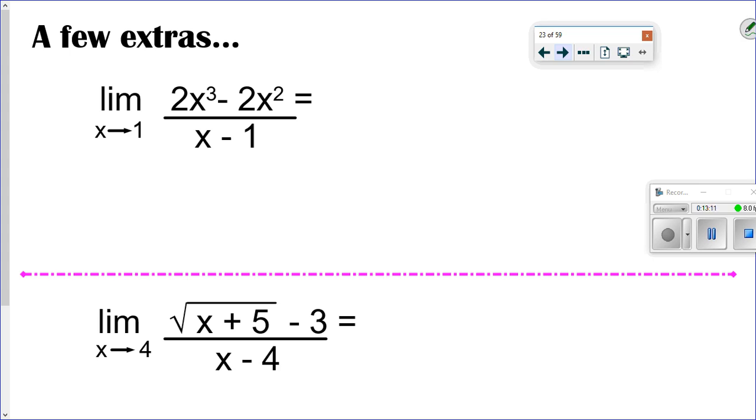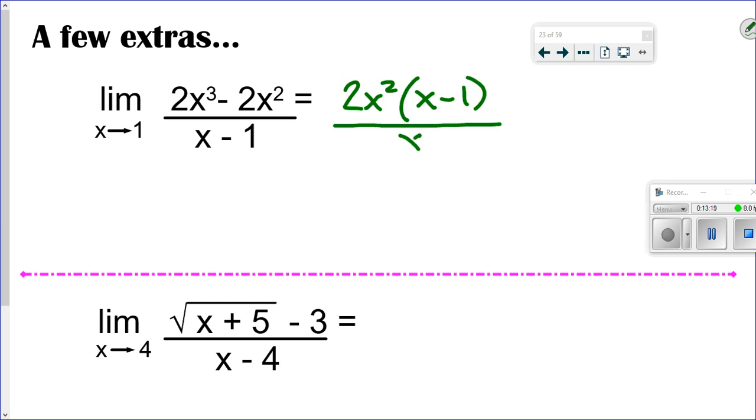All right, so I'm going to go ahead and do this problem. So we take out 2x squared because they have a 2x squared in common. That leaves us with x minus 1, which is miraculously what's on the bottom. So they simplify. We have 2x squared. I can plug in the 1 finally, so it's 2 times 1 squared, which is 2.